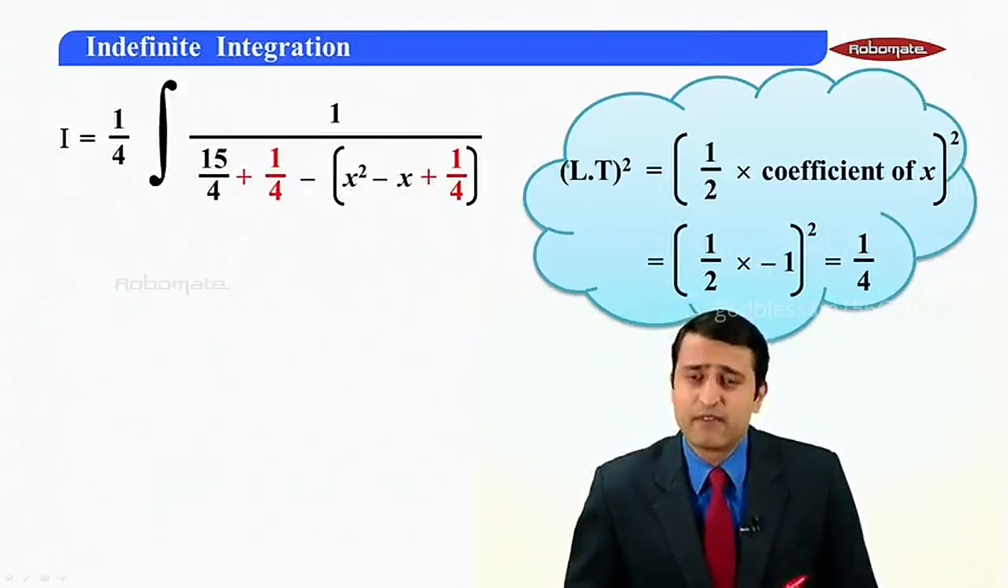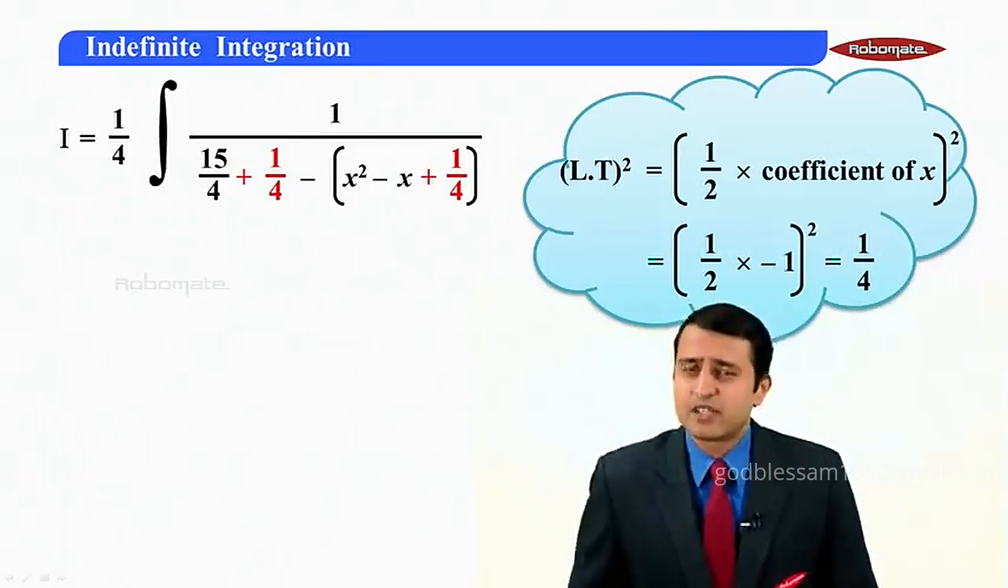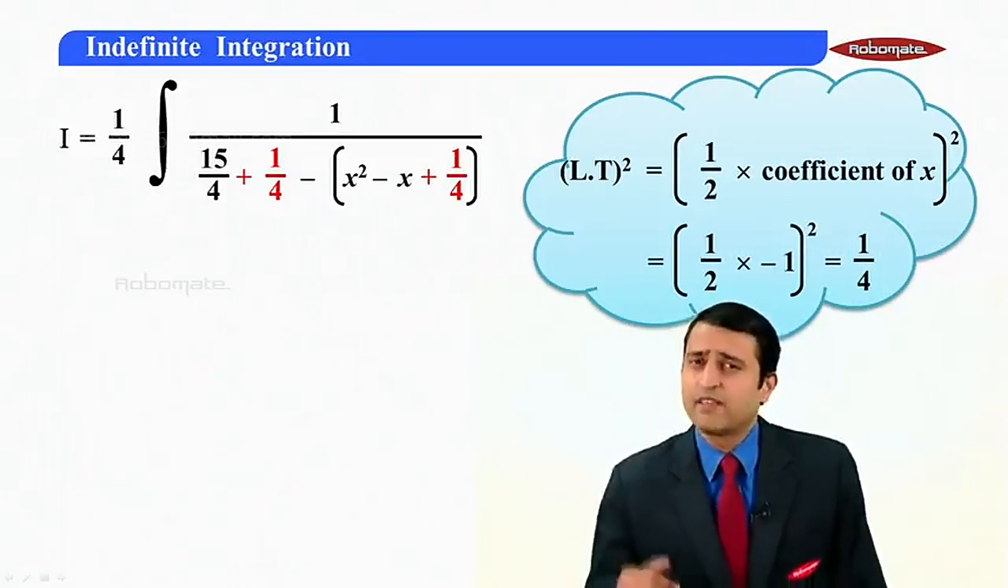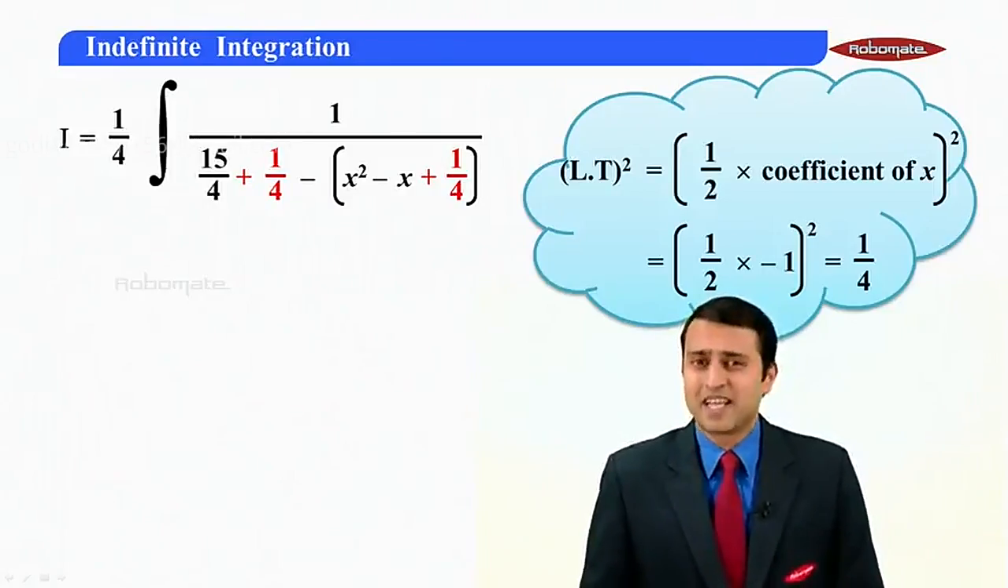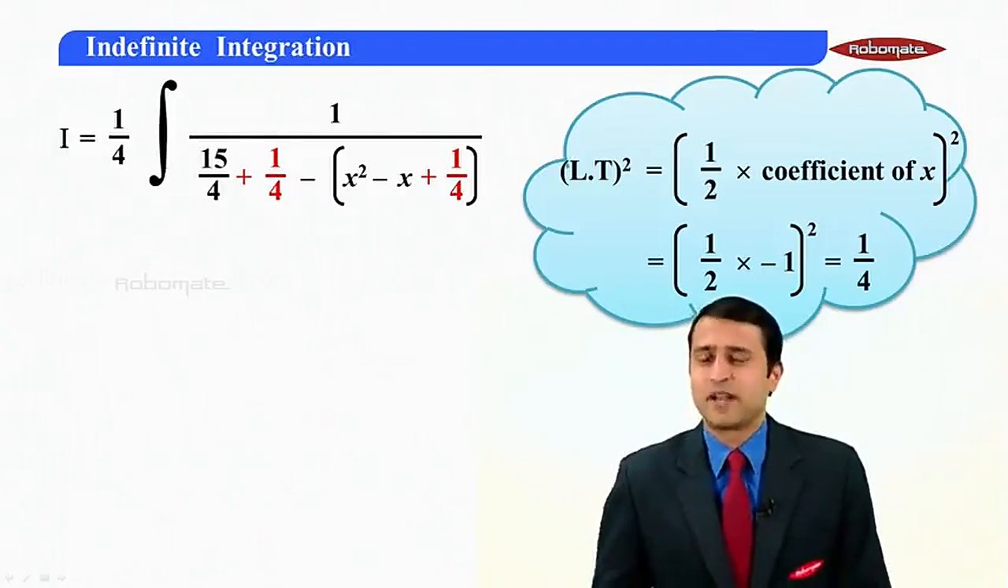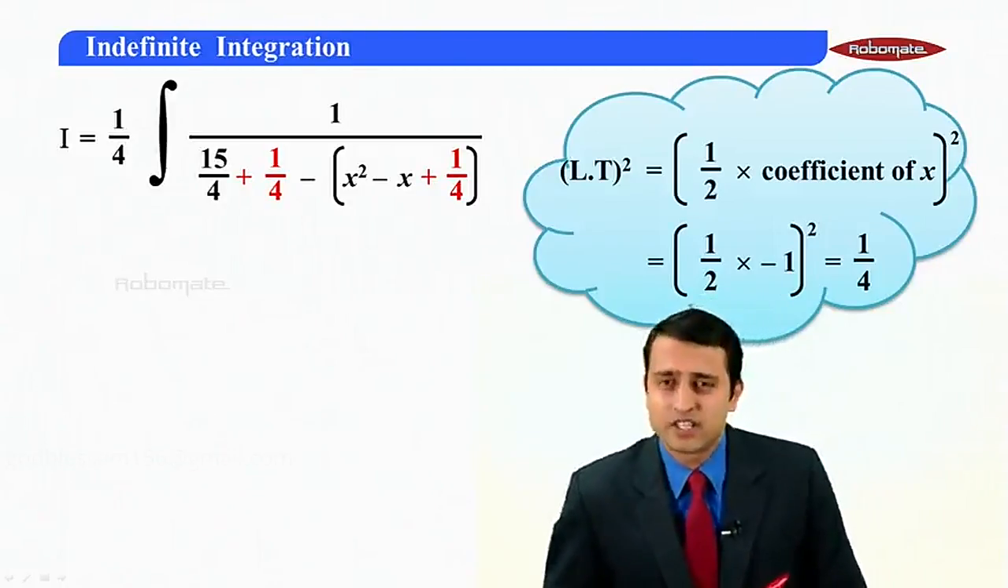So let us add 1 by 4, and you may see that instead of subtracting, I am adding 1 by 4 outside the bracket. That's because there is a minus outside the bracket. Let's continue our discussion further.